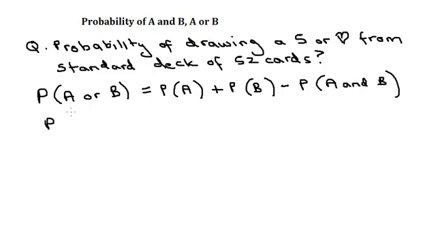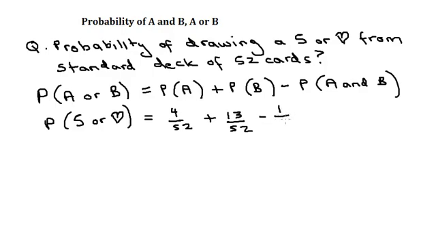So for this question, we want to know the probability of a 5 or a heart. Well, there are 4 5s in a deck of 52 cards, one of each suit. So our probability of A is 4 out of 52 cards. There are 13 hearts in a deck of 52, so we have 13 out of 52. And finally, we want to subtract the probability of both happening together. Well, there's a 5 of hearts in the deck, so our probability of both happening together, of getting the 5 of hearts, is 1 out of 52. That gives us 16 out of 52, which simplifies to 4 out of 13.